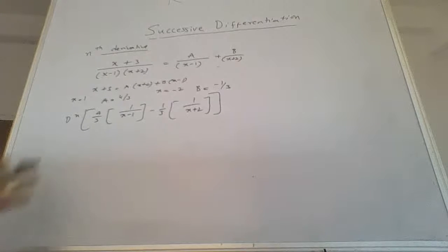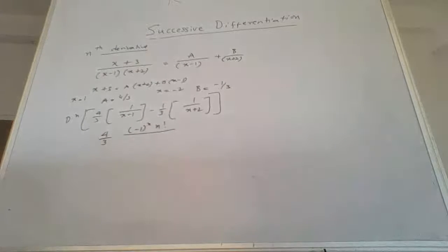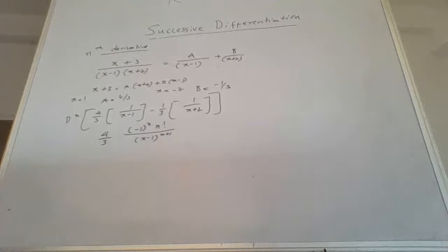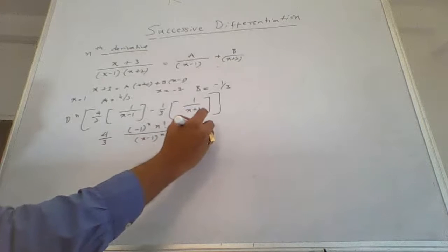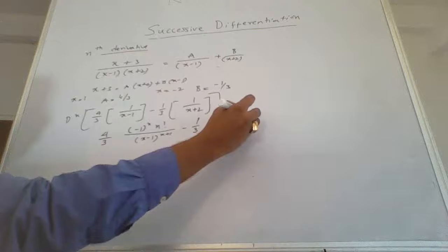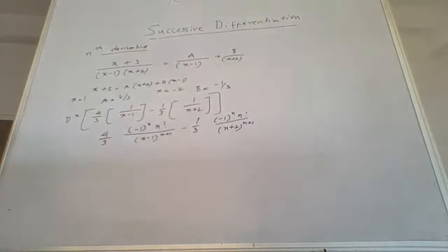So I'll have 4 by 3, which is outside, times minus 1 to the power of n and n factorial divided by (x minus 1) to the power of n plus 1, and I'll have 1 by 3 times minus 1 to the power of n into n factorial divided by (x plus 2) to the power of n plus 1. So this will be the solution.